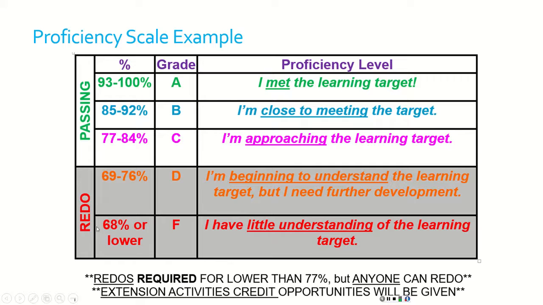If you're in this area here in the redo, anything lower than a 76, you will be required to redo, and I will help you redo so that we can get you to demonstrate proficiency. I don't move students forward until they have demonstrated proficiency. So that's a personal teaching philosophy.